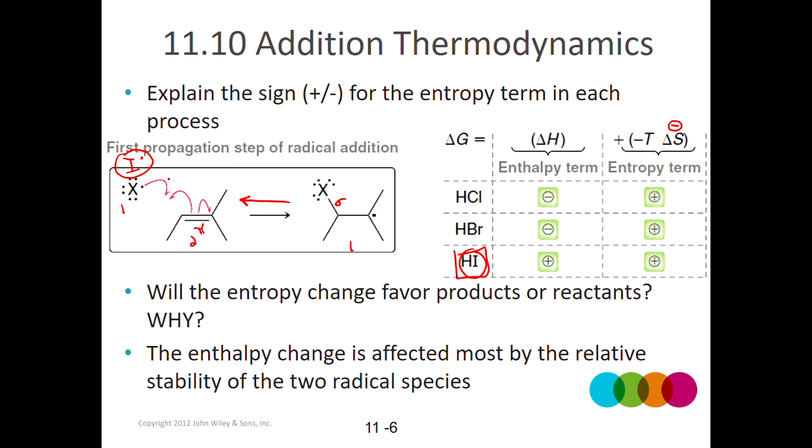So because the reactants are favored in entropy and in enthalpy, there's no way to shift that equilibrium toward the product side, no matter how I affect the temperature. So it's just not a practical situation to try to use HI.